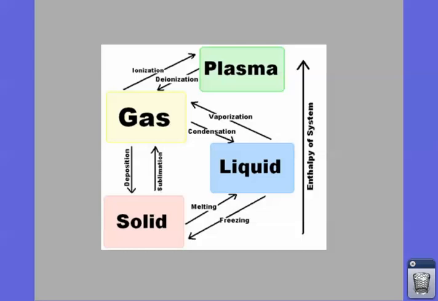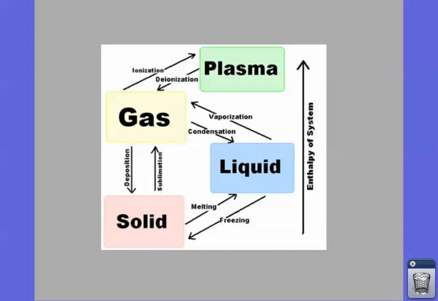So if we're losing energy, it means energy is being transferred out of our substance, and so we would call that exothermic. Vaporization, which is the process of going from a liquid to a gas, is taking energy in. So the substance has to gain energy as it moves from a liquid to a gas. So this would be called endothermic.